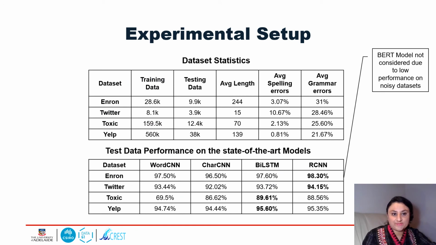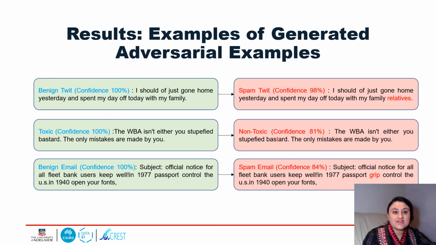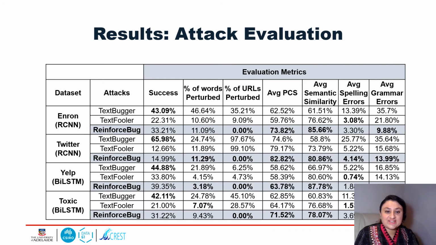Consider the following experimental setup. We have considered three noisy datasets, Enron, Twitter, and Toxic. How noisy they are can be seen by the average spelling errors and grammatical errors in these datasets. We considered multiple state-of-the-art models. We didn't consider the BERT model due to its low performance on the noisy dataset. These are some examples generated by our attack. As you can see, the models return the misclassification output with a high confidence and also only a few grammatical and spelling errors.